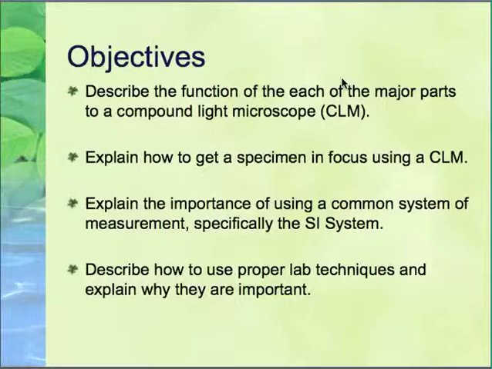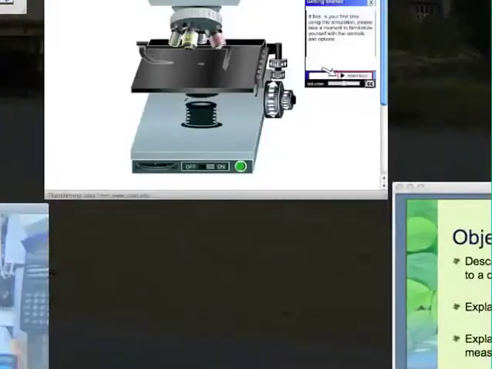We're also going to talk about the SI system very quickly. That's something that most people are familiar with. Hopefully you've had some experience with it. But more importantly, we're going to talk about why it's important for scientists to have a common measurement system. And finally, we're going to talk about some things that are good and bad lab practices.